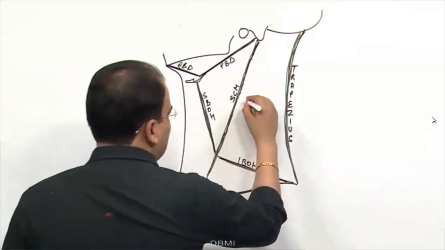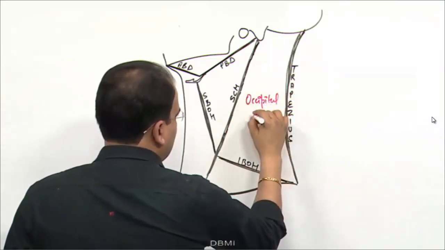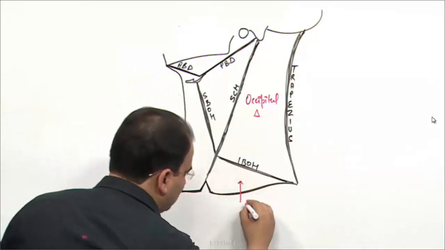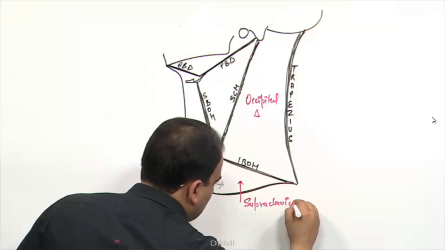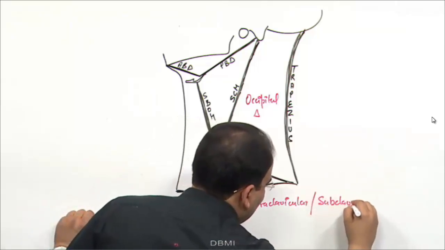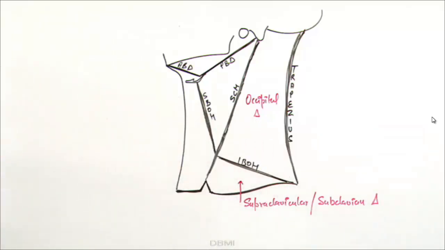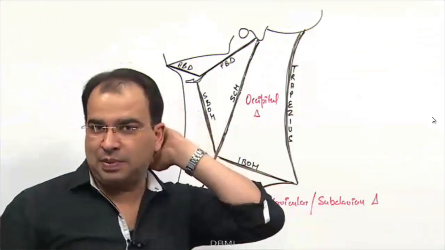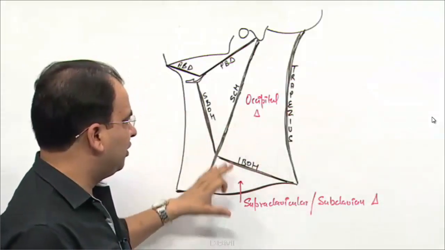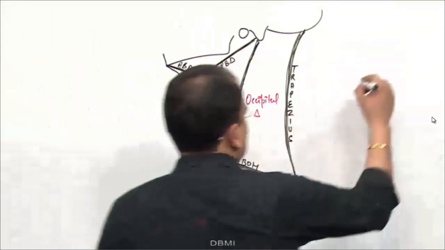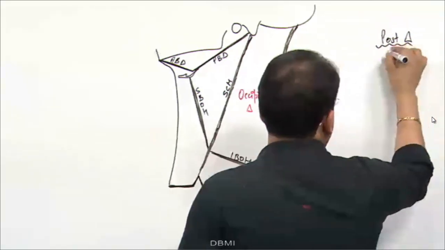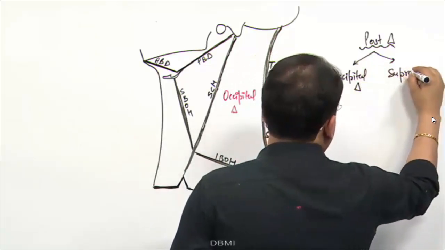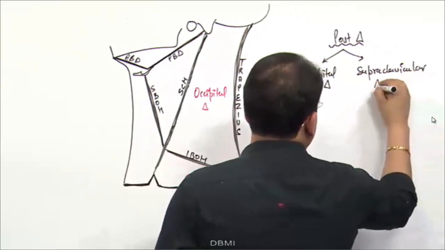Now this triangle here is called the occipital triangle. This is the occipital triangle, and this here is called the supraclavicular or subclavian triangle. Supraclavicular or subclavian, because subclavian vessels are present here, so it is also called the subclavian triangle. So these are the two subdivisions of the posterior triangle. Remember, it's occipital triangle, not suboccipital. Suboccipital is behind. This is the occipital triangle and this is the supraclavicular triangle, the two parts of the posterior triangle. So that's what we said, that the posterior triangle has two further subdivisions, that is occipital and supraclavicular or subclavian triangle.